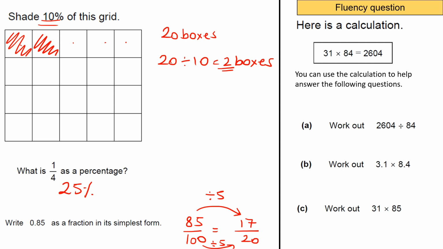Next question is, here's a calculation. 31 times 84 is going to be 2,604. 2,604 divided by 84, so we're just doing the inverse, is going to give you 31.